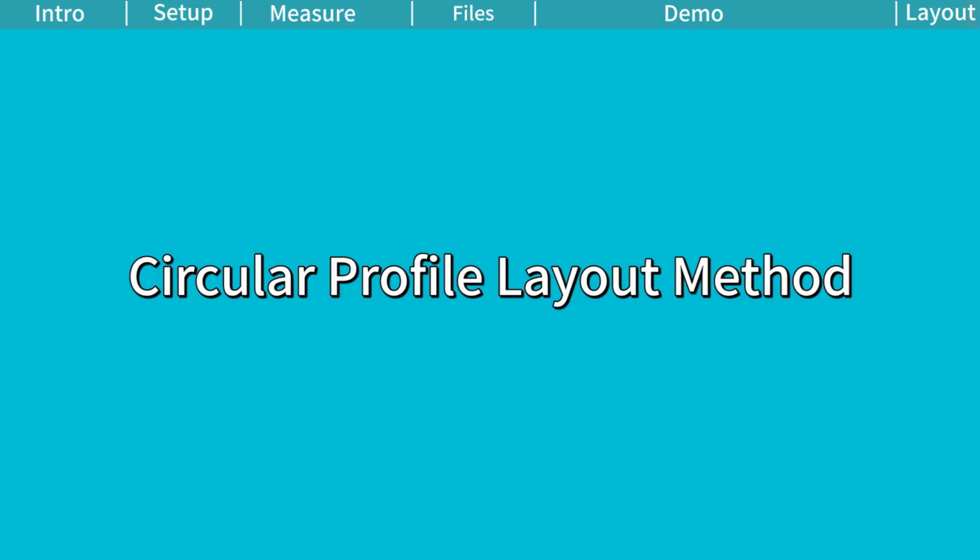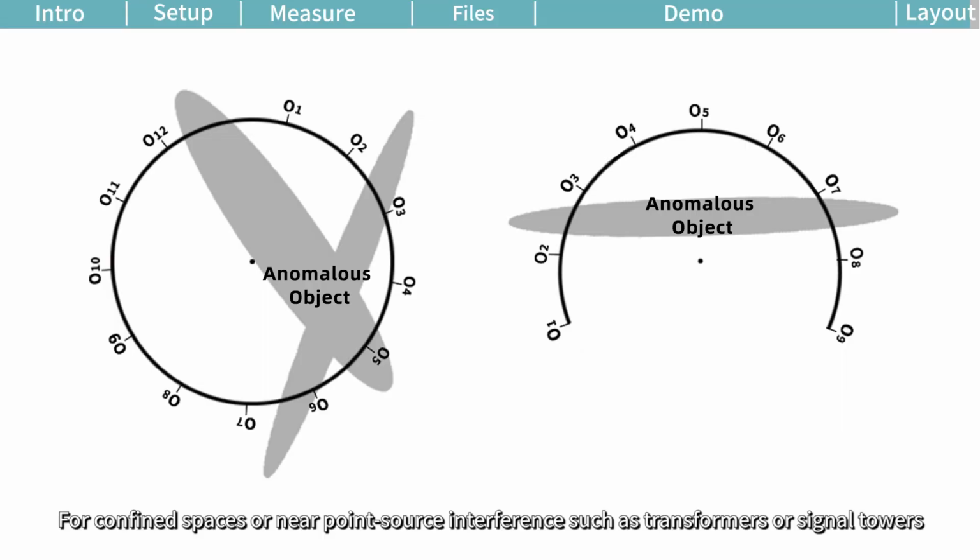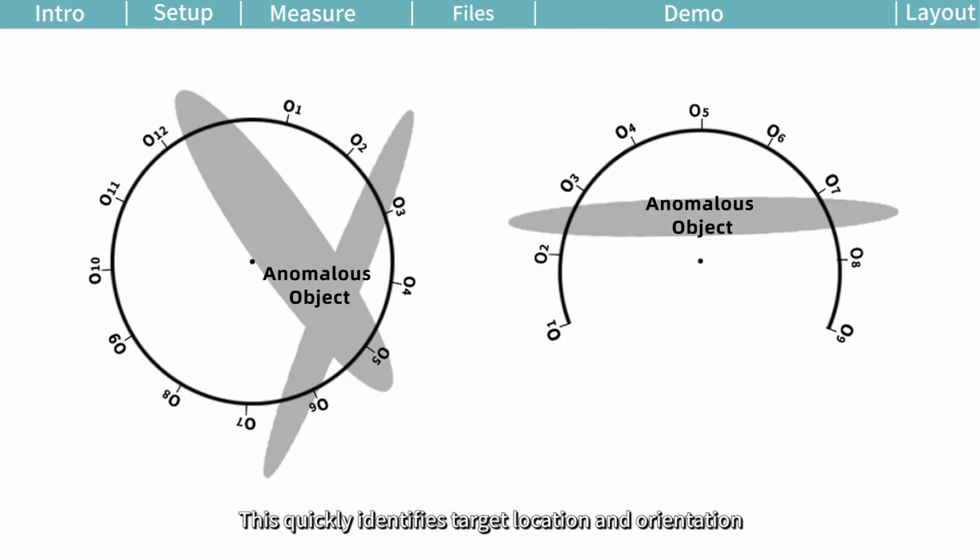Circular profile layout method. For confined spaces or near point source interference such as transformers or signal towers, deploy circular or semicircular profiles centered on the interference source or site midpoint. This quickly identifies target location and orientation.